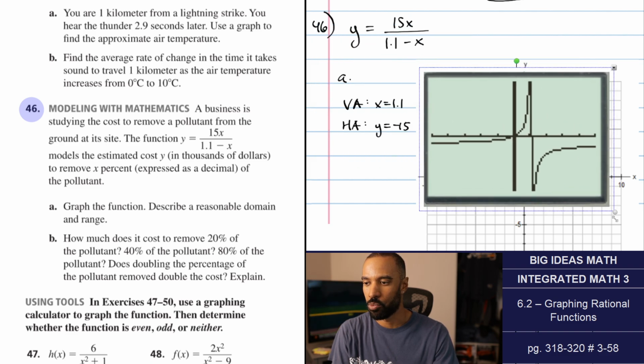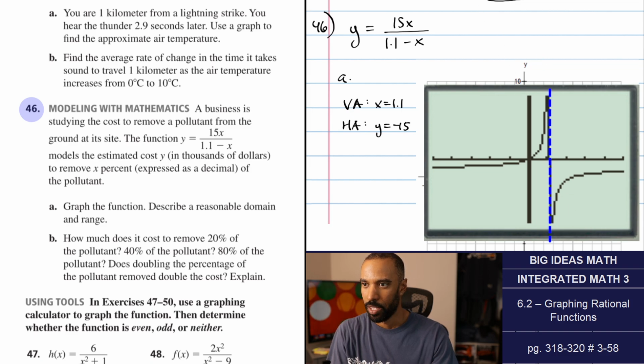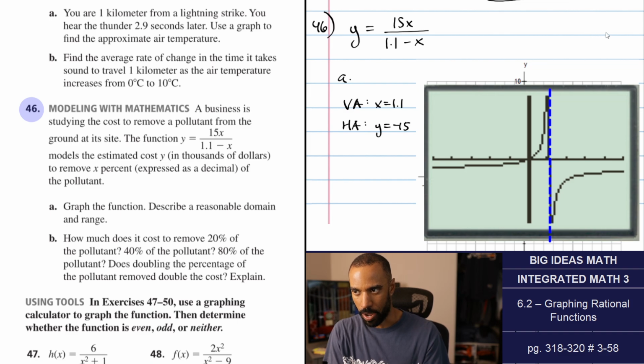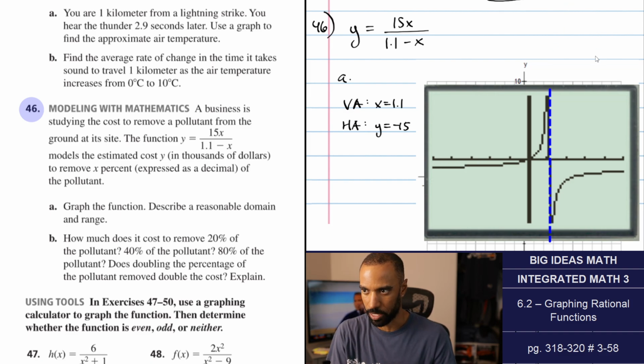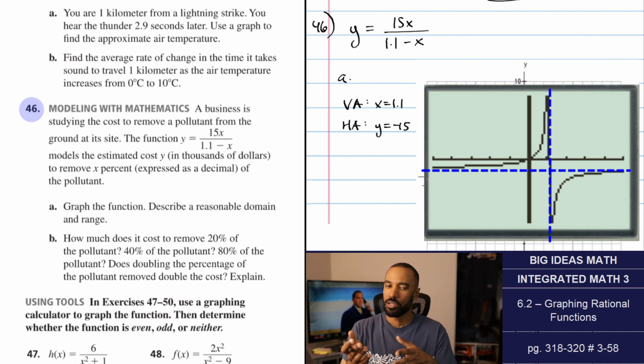What we do have, though, with regard to asymptotes are what I stated. We have a vertical asymptote here at x equals 1.1. I'm going to change the color and thickness and stuff. Give me a second. Right there. And then a horizontal asymptote at y equals -15. That's how this scale is working. It's quite a strange scale, but it is what it is. So there are our asymptotes. And then they said, describe a reasonable domain and range. Here's the thing.